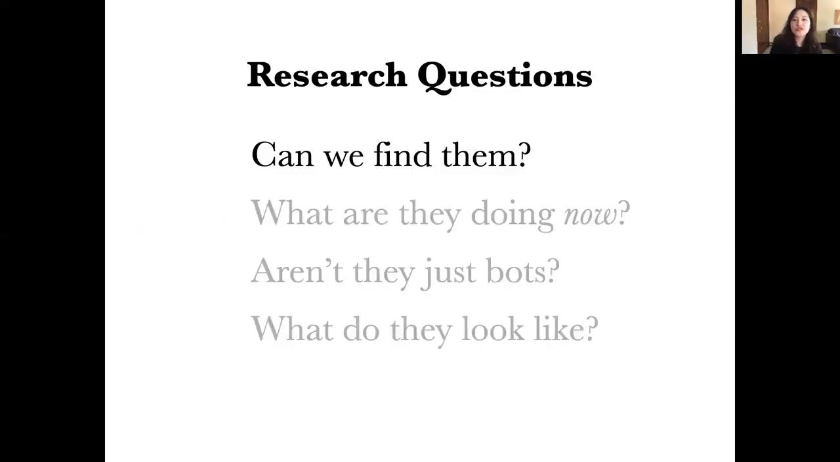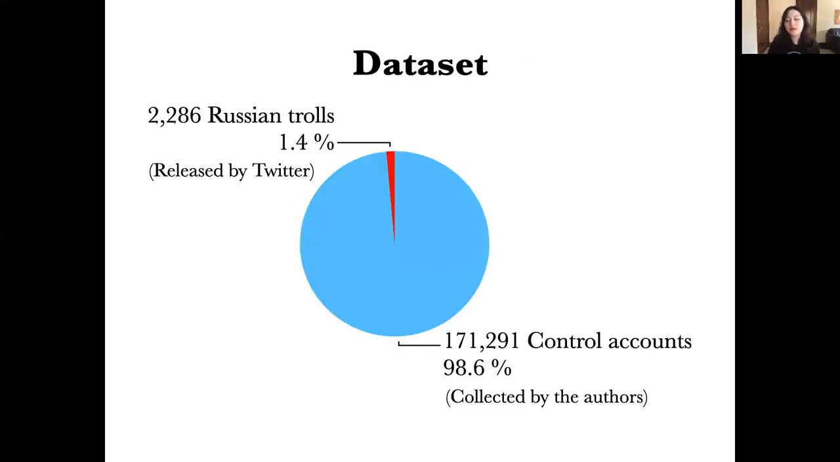I'm going to start off by showing how we try to answer the first question: can we find Russian trolls on Twitter? To answer this question, we built machine learning classifiers that were trained on a data set consisting of Russian trolls and control accounts. As you can see, about 1% of the data set was Russian trolls' tweets, and the rest, the majority, were control accounts' tweets.